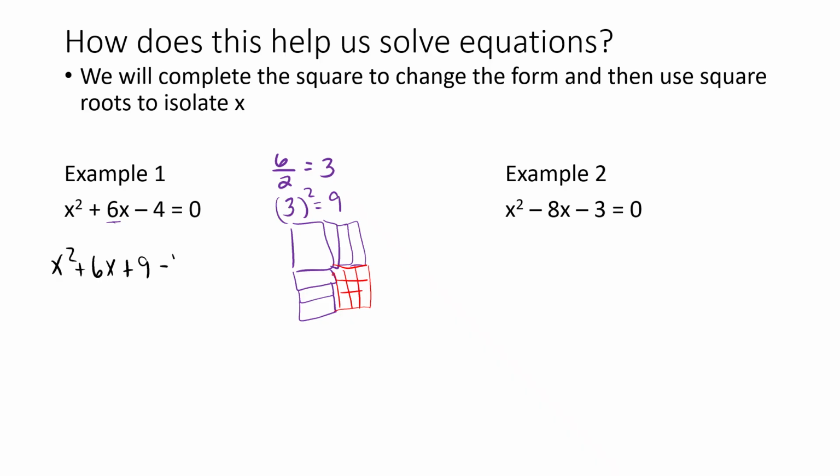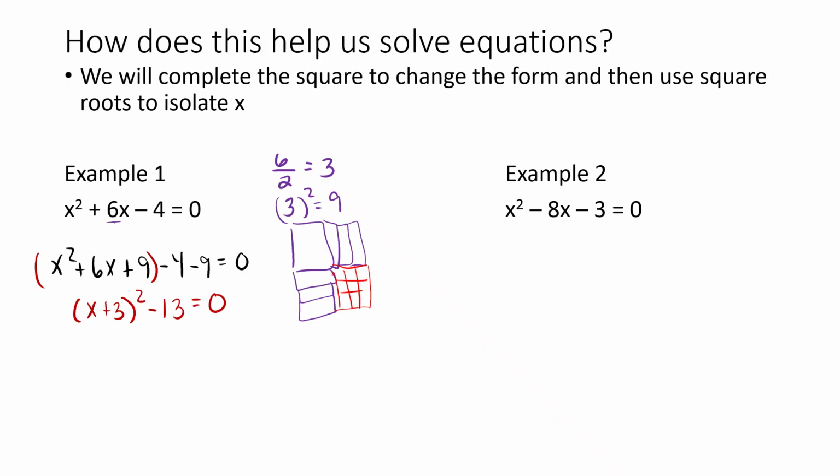Now I have the minus 4, and remember, you can't just add 9. If you add 9, you're going to have to add the 0 pair with them. So you'll have to subtract 9. So we're going to add the 9 and subtract the 9. This right here, okay, this piece right here, that's your square. So that's going to be x plus 3 all squared. Negative 4 minus 9 is negative 13. Okay, and that's that completing the square process.